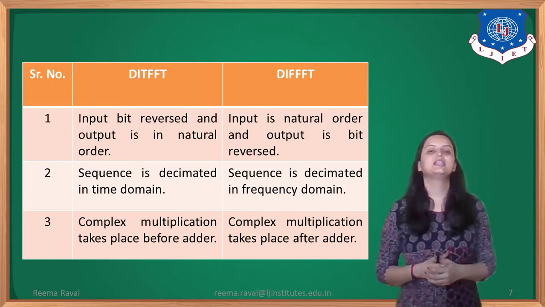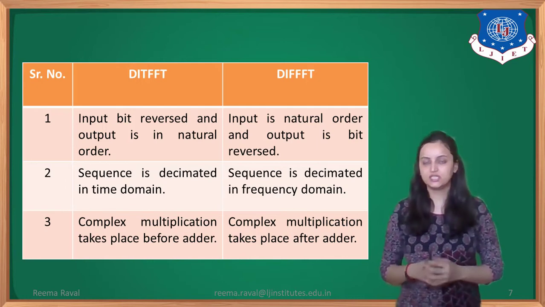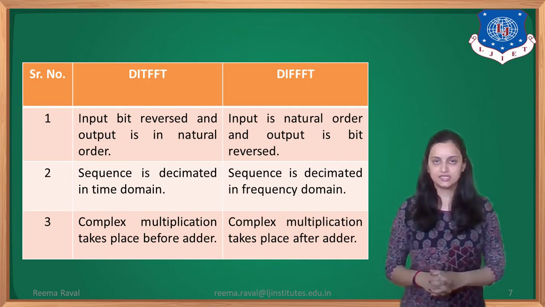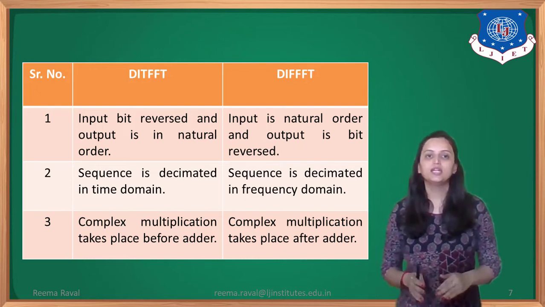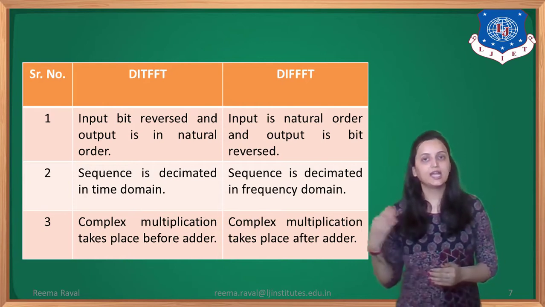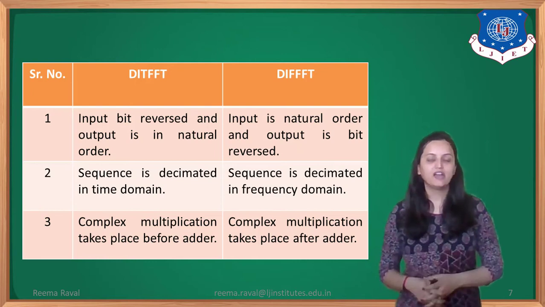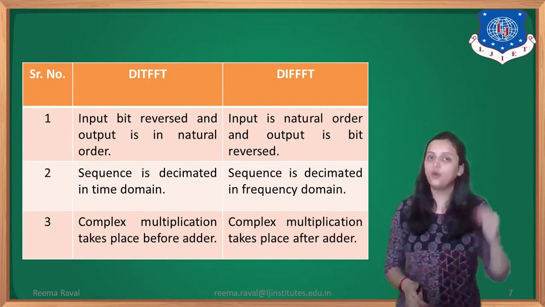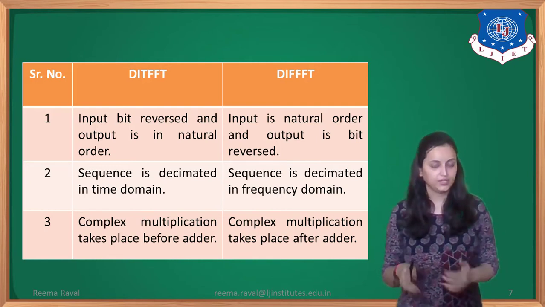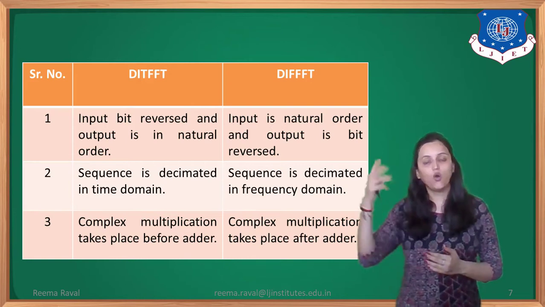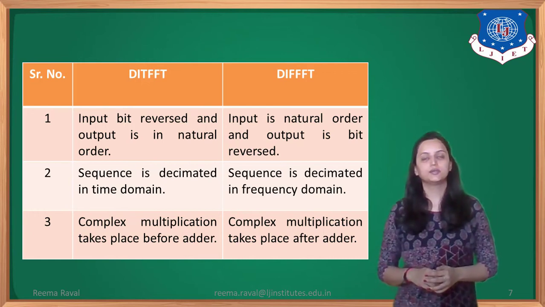Now, if we see the differences between DIT FFT and DIF FFT, it is like this. The major three differences we are going to compare. The first one is that in DIT FFT, the input is bit reversed and the output is in natural order, whereas in DIF FFT, the input is in natural order and the output is bit reversed. As we have observed, the input side was in order, starting from x of 0 to x of 7, in DIF FFT. But in DIT FFT, as we have seen, odd and even are reversed at the input side. This is the first basic difference.